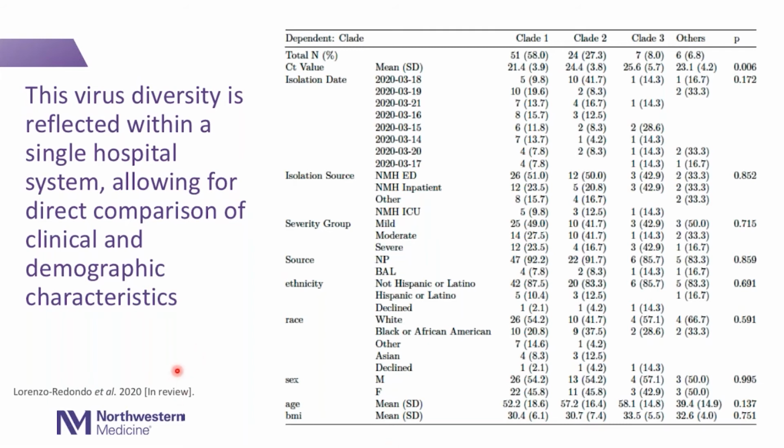So based on our demographic and clinical information that we were able to extract for each sequence, we fit a linear mixed effects model to these data to account for covariance to try to look for significant correlates of clade. And while we found that a lot of things were not significantly correlated with clade, including BMI, age, sex, race, ethnicity, source, severity group, isolation source, and isolation date, we did find a significant association between CT value, a measure of viral load, and the clade.